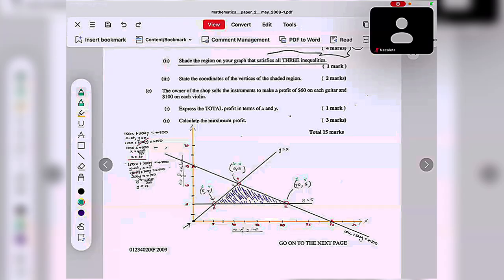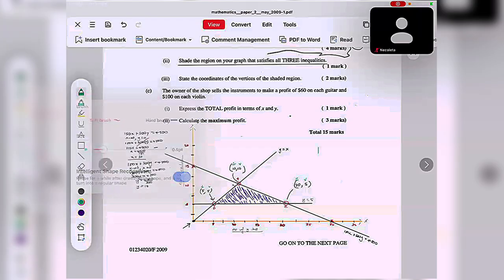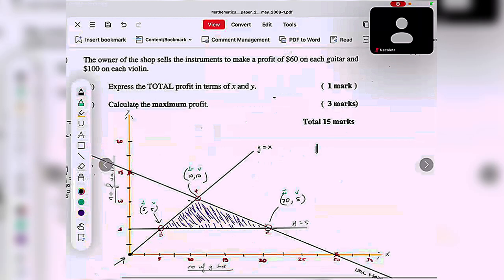All right, so the owner of the shop sells the instruments to make a profit of $60 on each guitar and $100 on each violin. You have to express the total profit in terms of x and y. So basically, they want a profit formula. Using the information given now, guys, what formula can I create for profit if we are told that $60 for each guitar and $100 for each violin? Remember what represents guitar and what represents violins.